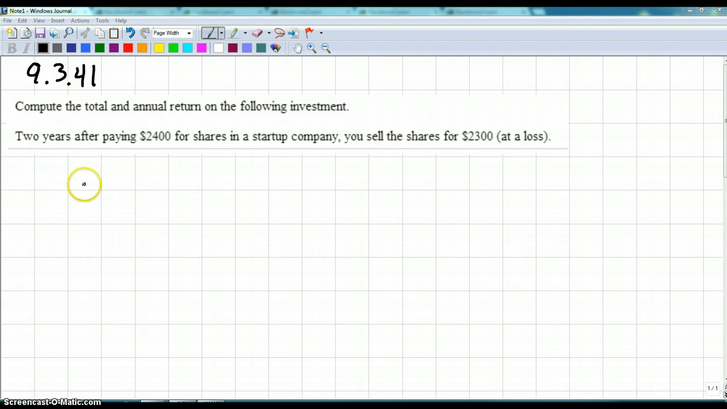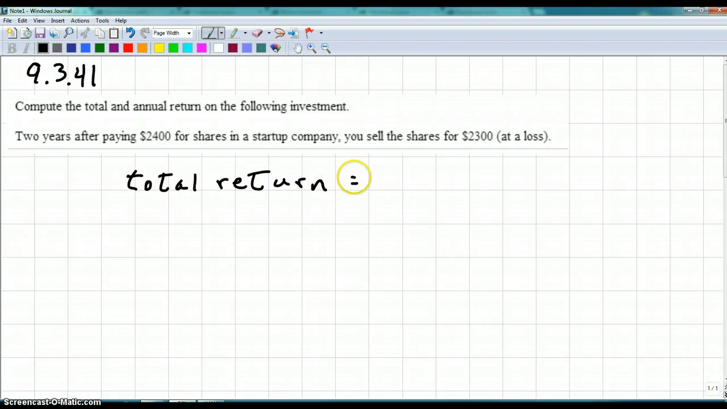The first thing we need to do is determine what the total return is, and we're going to do that by using the following formula. So total return will be equal to this formula. We have big A minus big P all over big P. And then we have to determine what is A and what is P.